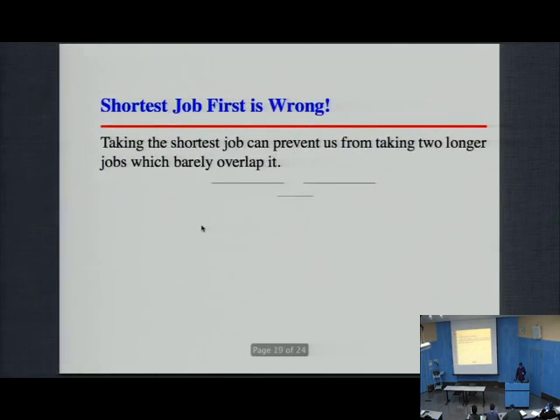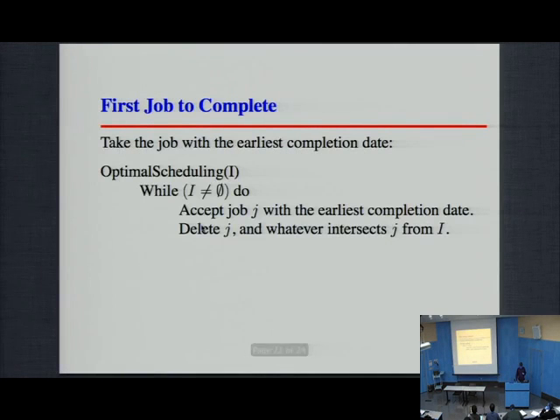There are a couple of other ideas people come up with that are often wrong. But what about this algorithm? This algorithm picks the first to complete job. Basically, look at the movies from left to right and figure out which movie ended first. Then take that job and keep repeating.